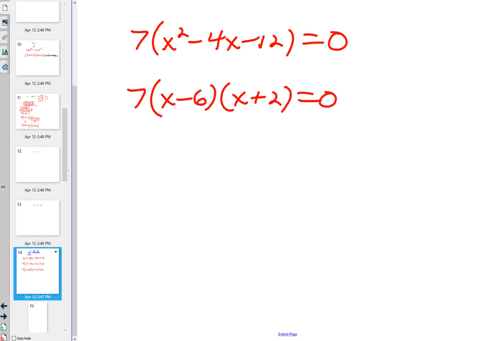Then the whole reason for making it equal to 0 when you factor is because you're using something called the zero product property, which says, look, right now I have this number that I do not know. I don't know what x is. I have an unknown number, and I'm subtracting 6, and I'm adding 2. But the fact is I still don't know what the number is. But what I do know is that when I multiply them, I end up with 0.